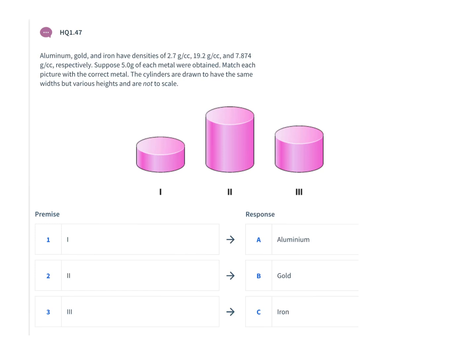Getting a couple questions about homework problem 1.47. Aluminum, gold, and iron have densities of 2.7 grams per cubic centimeter, 19.2 grams per cubic centimeter, and 7.874 grams per cubic centimeter, respectively. Suppose you have 5 grams of each metal. Match each picture with the correct metal.